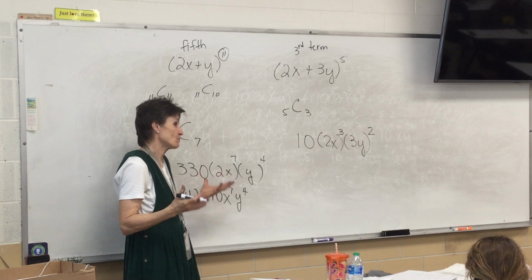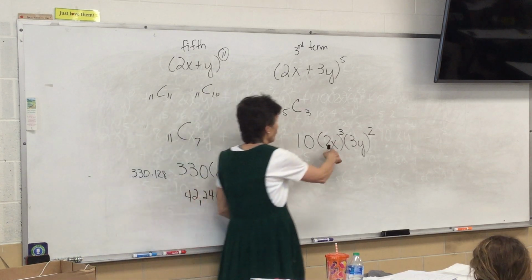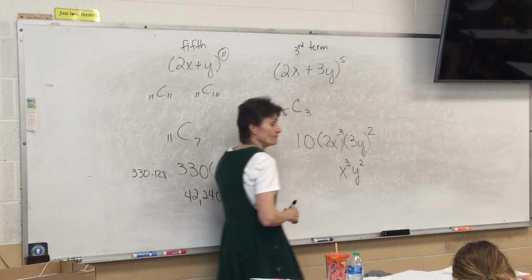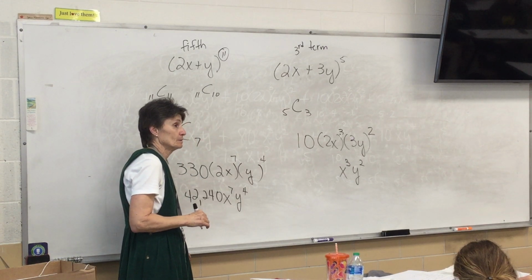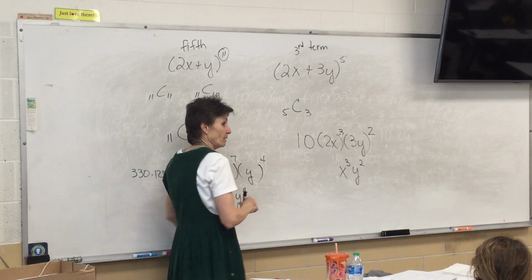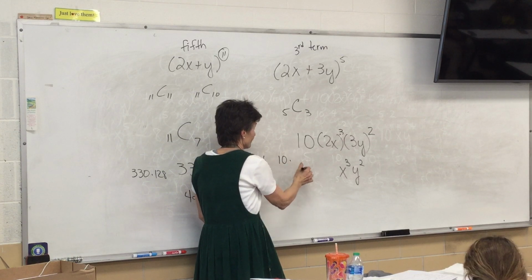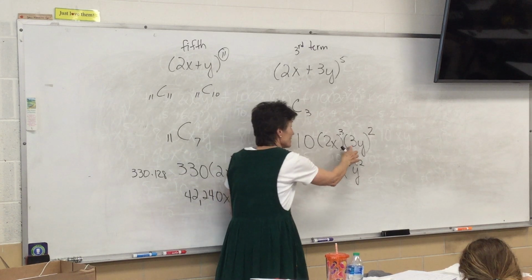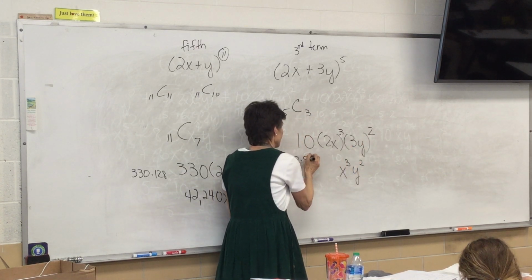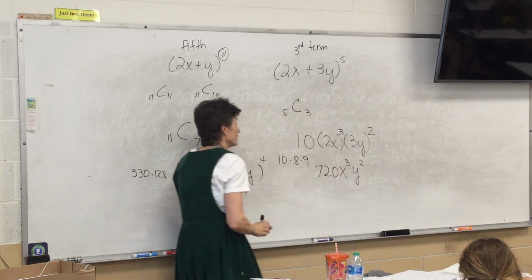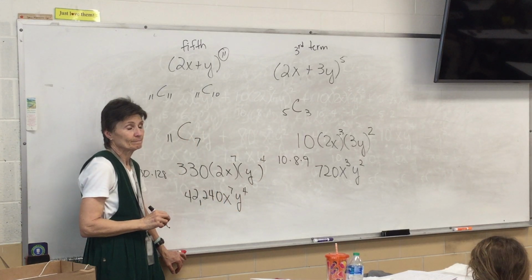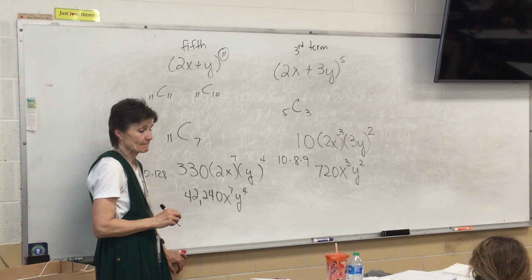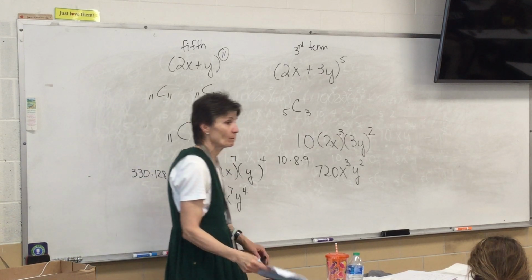We're done, except for simplifying. I know I'm gonna have an x cubed and a y squared. Now what am I multiplying? Well, I've got a 10, and this is 8, and this is 9. So I'm gonna have 720 x cubed y squared. All right, we're gonna do one more and then we'll be done for the day.